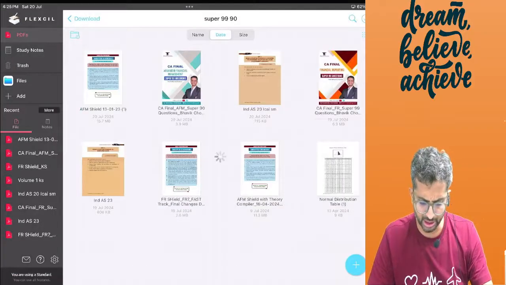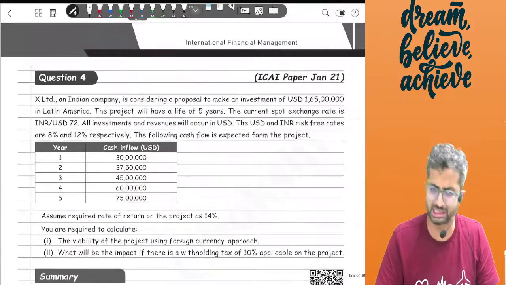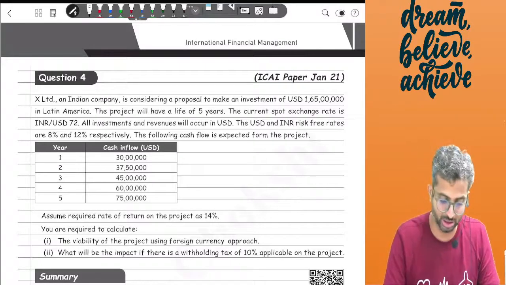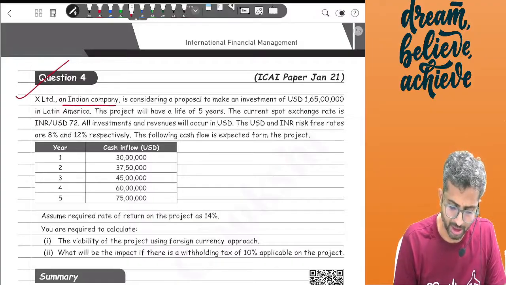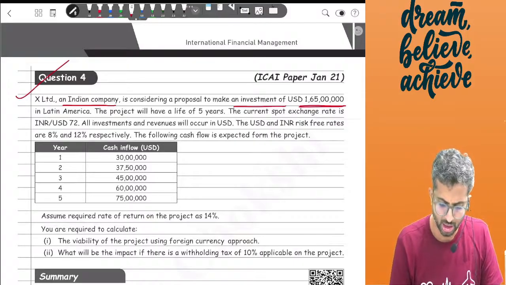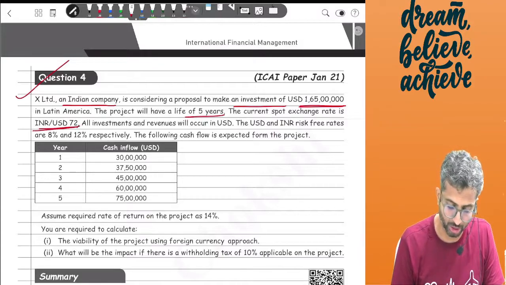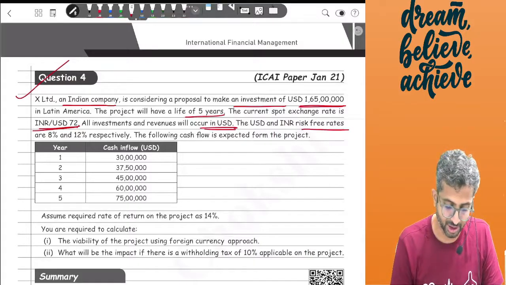Okay, considering this, we will try question number 4 first from the Super 90 question set, which is an easy question, and then go to question 1, which is a slightly more interesting question. So let us quickly try to do this. Now, X Limited is an Indian company considering a proposal to make an investment of around 1.65 crores in US dollars in Latin America. The project will have a life of 5 years, and the current spot rate of exchange is rupees 72 per dollar. The investments and revenues will occur in USD, and the USD and INR risk-free rates are 8% and 12% respectively.